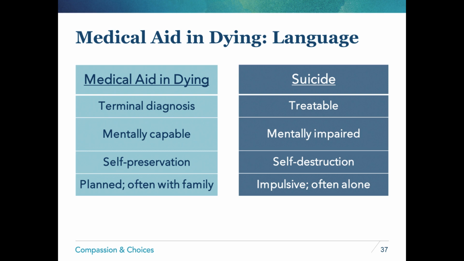Comparing medical aid in dying to suicide, we know that someone who chooses medical aid in dying has a terminal diagnosis. They have to have a prognosis of 6 months or less. They have to have the capacity. They're mentally capable. Oftentimes, patients who choose this route use self-preservation and dignity as the reason why this is so valuable to them. It requires a lot of planning, a lot of preparation, and oftentimes loved ones are involved throughout that process with the individual to support the person through the entirety of the process.